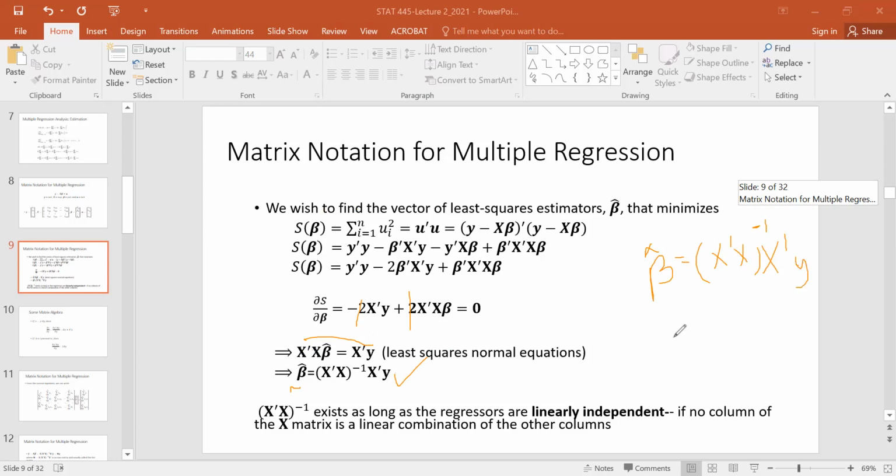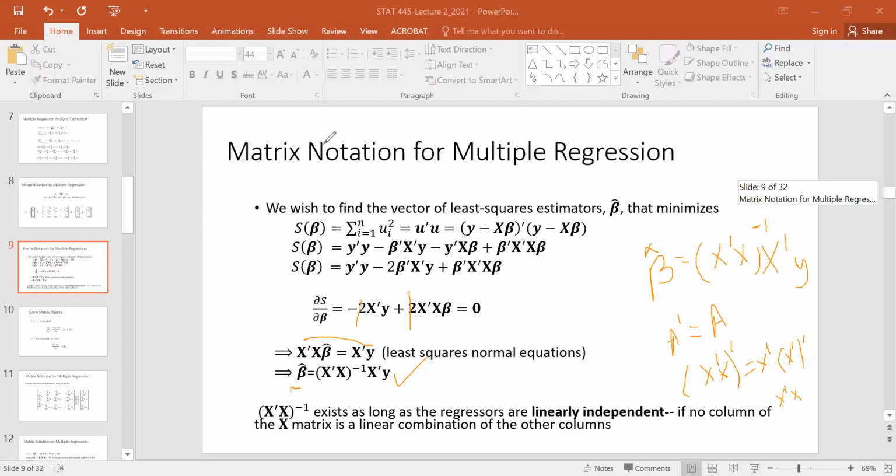A matrix is symmetric if A transpose is the same as A. Remember that x transpose x is symmetric, right? If I were to transpose it, I'll get the same thing. It will be x transpose, and then the x transpose again. So it's x transpose x, so it's symmetric.